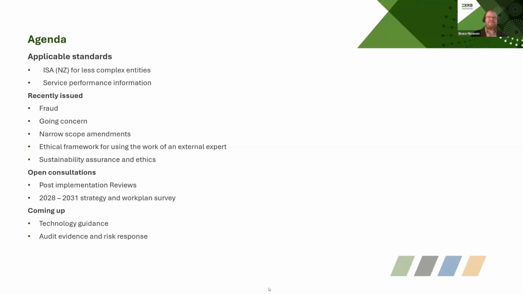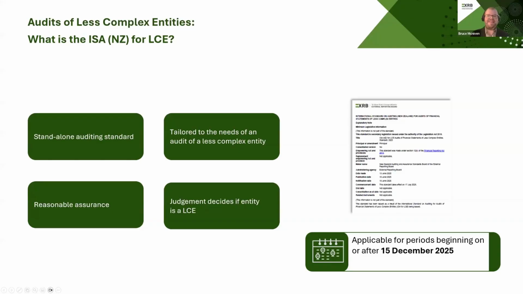Thanks, Bruce. Cool, thanks, Misha. Hey, everyone. So the auditing standard for audits of financial statements of less complex entities, or the ISA for LCE, was approved in June last year. It's an auditing standard that's available for use by auditors if the entity has the characteristics of a less complex entity, or LCE. The standard can be used on the whole general purpose financial report, so the financial statements and the service performance information and entity information if applicable. And it's applicable for periods beginning on or after 15 December 2025.